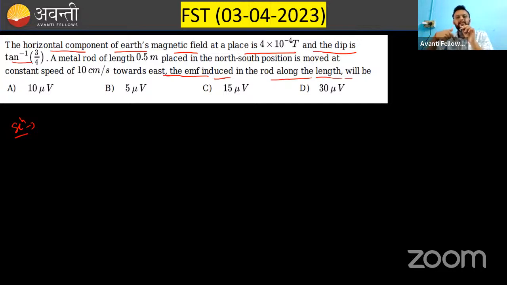And they are saying that a rod is moving in the north-south direction, like rod is also moving in this direction and moving towards east. East means north, south, east, and west. So it is moving like this. So when a rod moves in a uniform field, some EMF is induced in it, and this EMF is known as motional EMF. And for that, which component of the field is responsible for this induced EMF will be the vertical component.